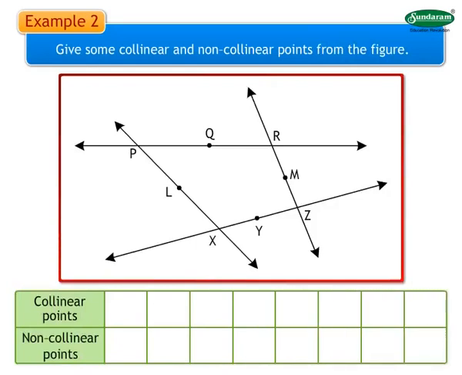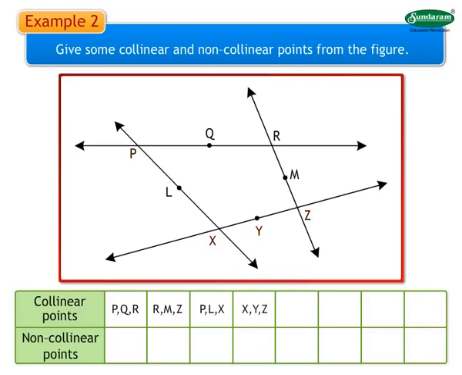Collinear points are: number 1, P, Q, R. Number 2, R, M, Z. Number 3, P, L, X. Number 4, X, Y, Z.